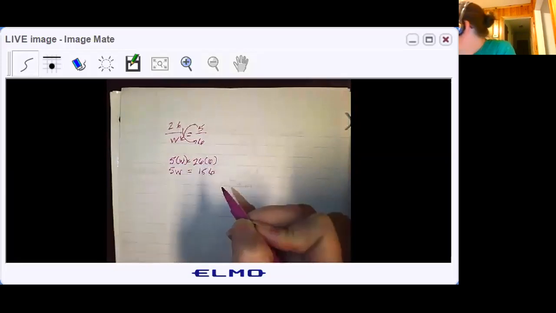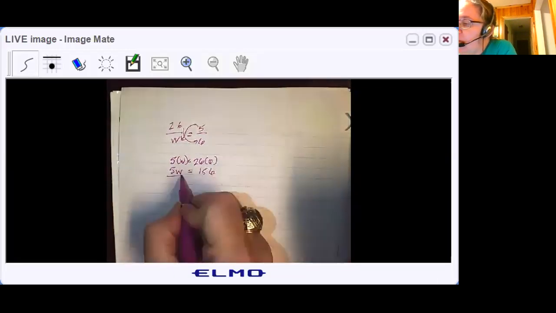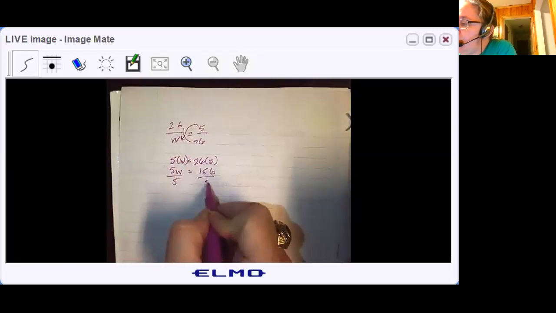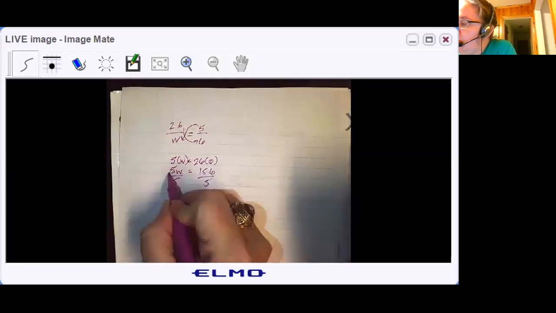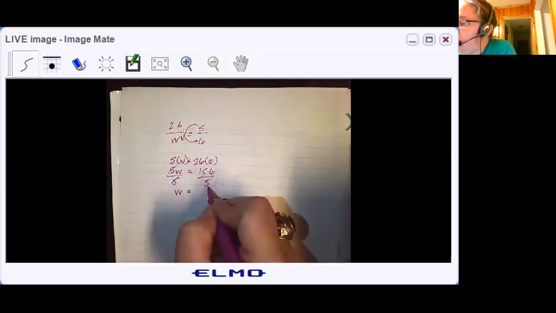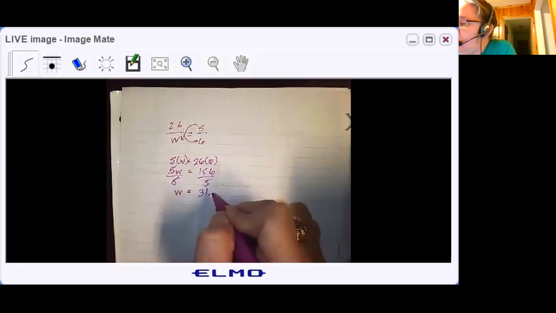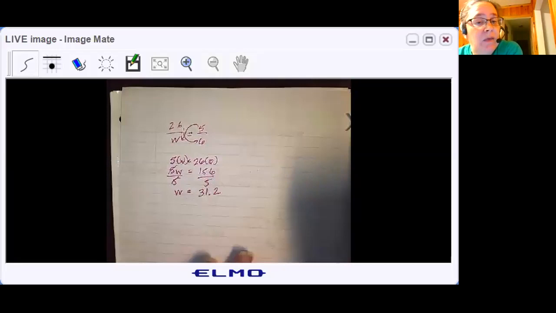Ooh. So now let's look at this. I'm going to divide by 5 to get my W by itself. So W equals 5. 5 goes into 15 3 times with nothing left over. 5 goes into 6 once with 1 left over. 5 goes into 10 twice. All right, had to do my math without a calculator.